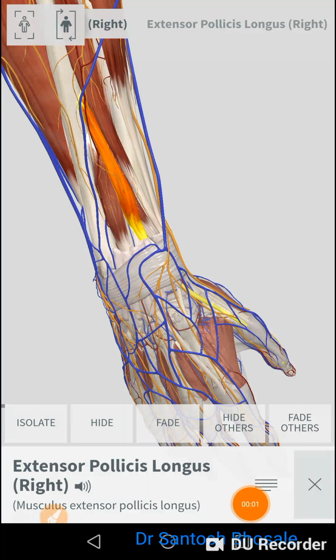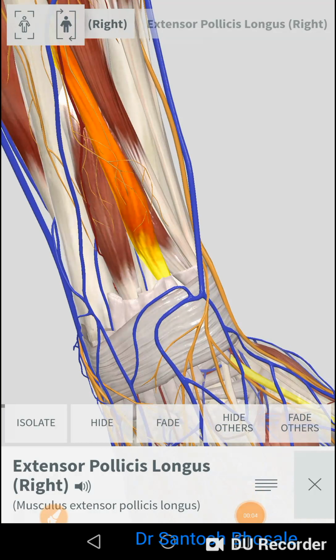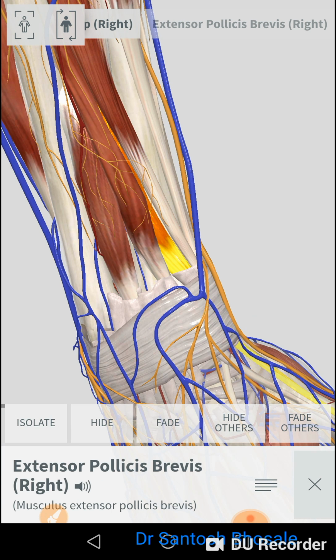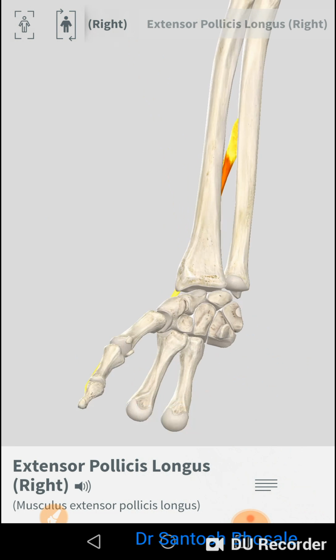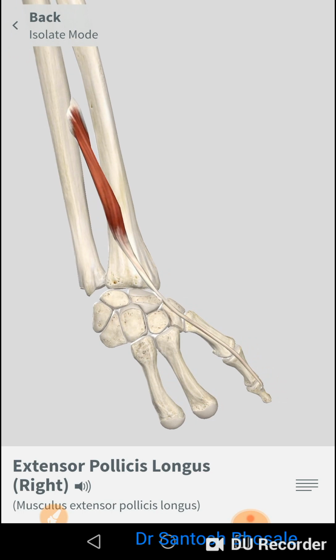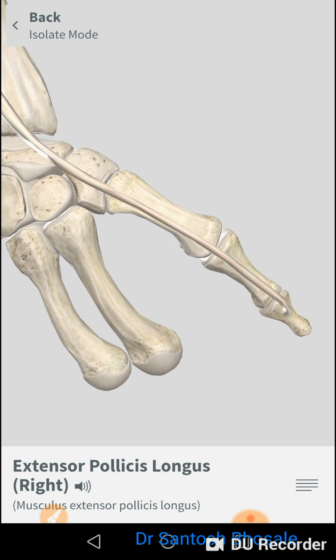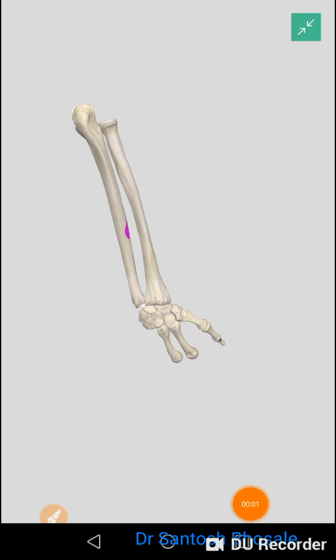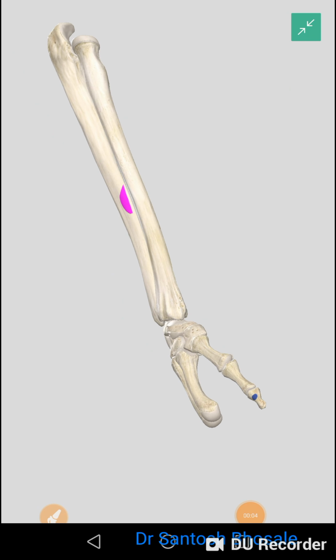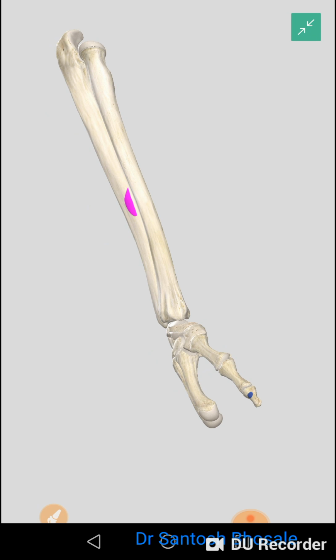And you can see now the medial most muscle in this group. We have discussed abductor pollicis longus and extensor pollicis brevis, and now we are going to extensor pollicis longus. You can see it takes origin from the posterior surface of the ulna, brevis from the radius, and it goes and inserts into the base of the distal phalanx of the thumb on the dorsal surface. Extensor pollicis longus comes from the posterior surface of the shaft of the ulna and inserts into the distal phalanx, being a long tendon.